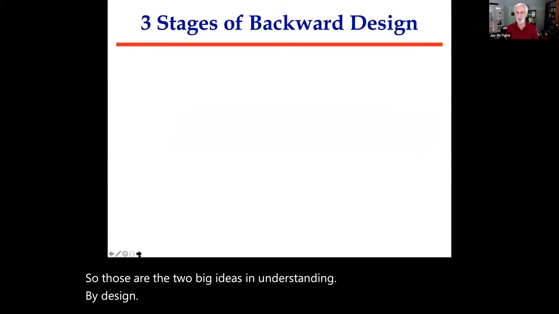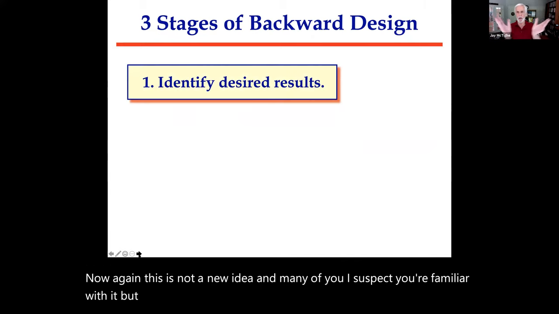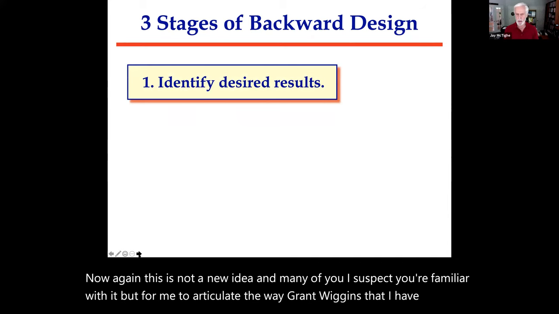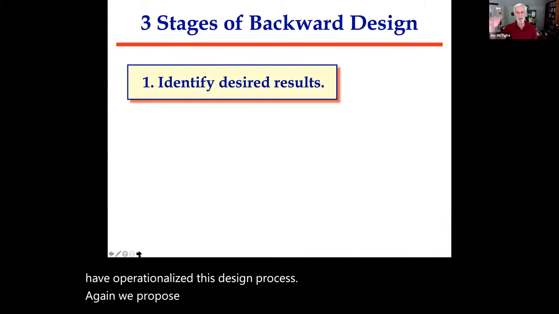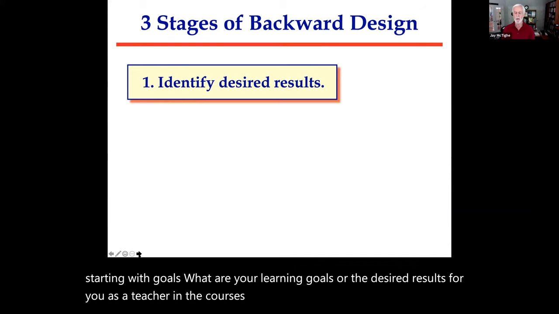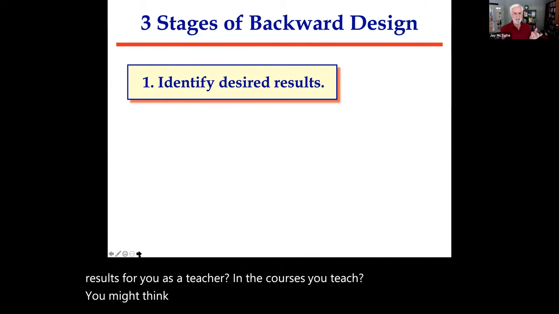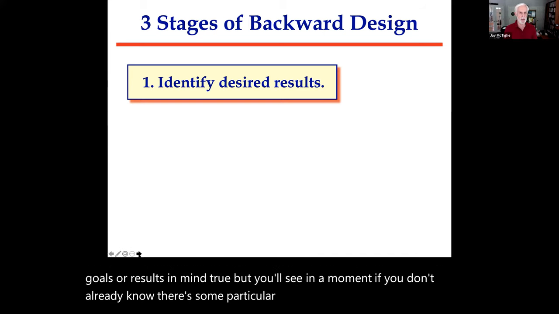Now, again, this is not a new idea, and many of you, I suspect, are familiar with it, but permit me to articulate the way Grant Wiggins and I have operationalized this design process. Again, we propose there are three stages in backward design, starting with goals. What are your learning goals or the desired results for you as a teacher in the courses you teach? And you might think, well, of course, anyone planning anything ought to have goals or results in mind. Well, true, but you'll see in a moment, if you don't already know, there are some particular ways that we recommend thinking about course goals.